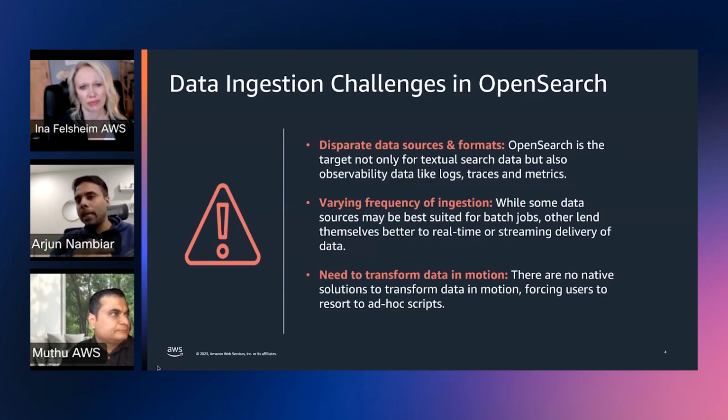So you need to have a pipeline that's just continuously looking for data coming in and then writing to OpenSearch. And finally, the other problem that most of our customers told us is the fact that they need to transform the data on the fly, not once it's indexed.